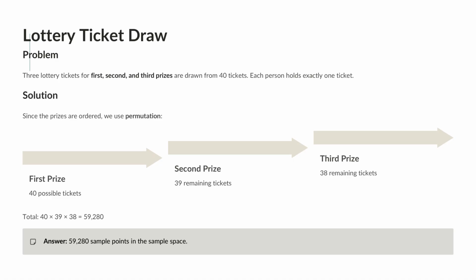In the final problem, 3 lottery tickets are drawn for first, second, and third prizes from 40 tickets. Since the prizes are different, the order matters, so we use permutations. We compute 40P3, which equals 40 factorial divided by (40 minus 3) factorial. This simplifies to 40 multiplied by 39 multiplied by 38. The total number of possible outcomes in the sample space is 59,280.